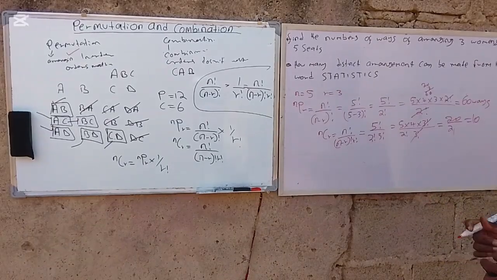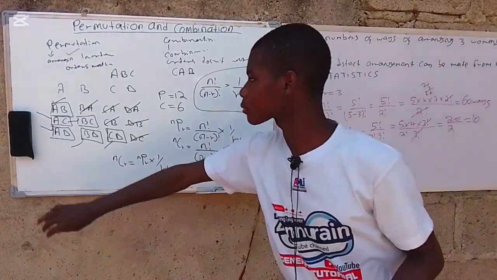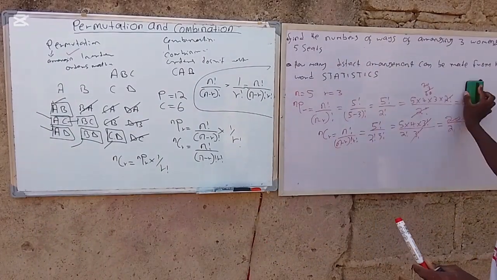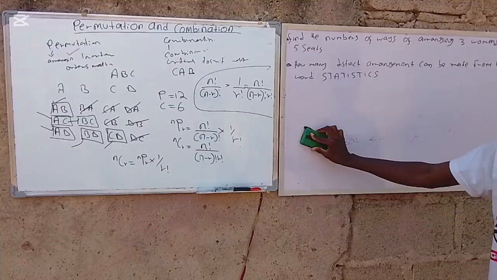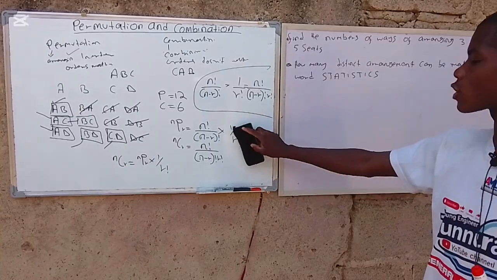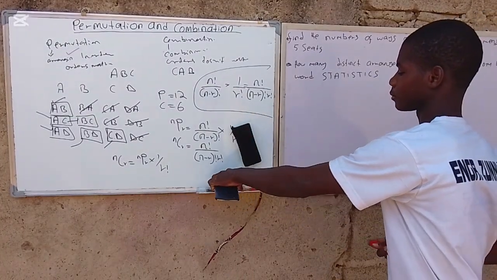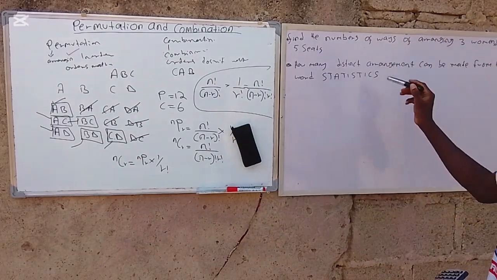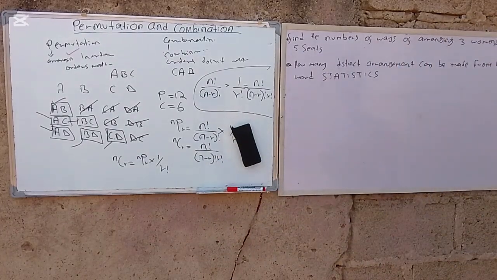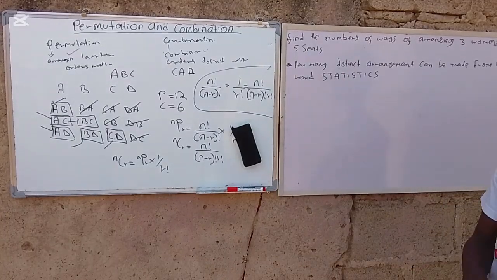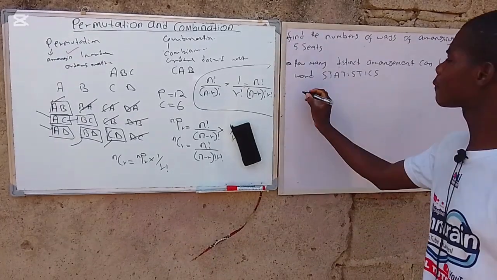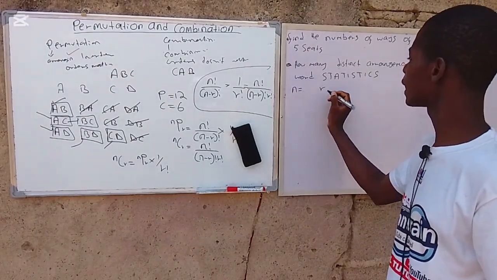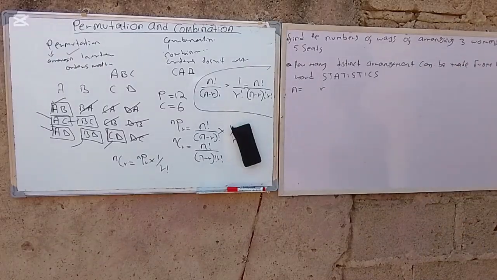The next question says, how many distinct arrangements can be made from the word statistics? So this is permutation, arrangement. We have to first find the n and r. So how many n do we have here? How many r?